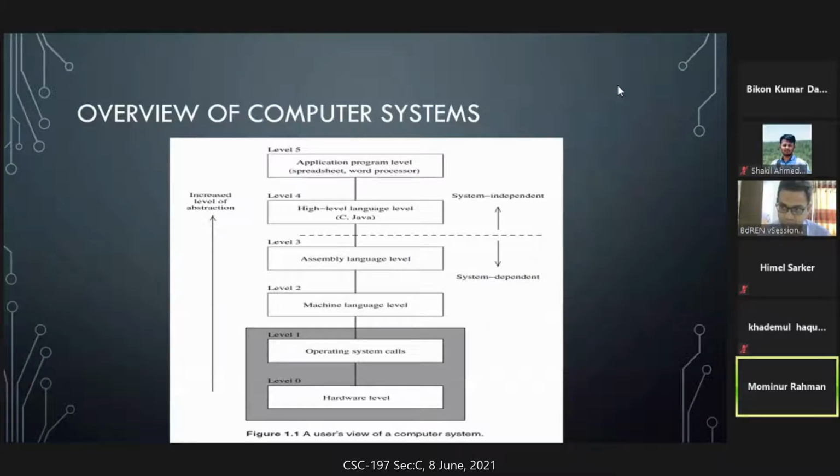We think about the levels 0 to 3, the system dependent part. System dependent is actually processed with the hardware. It is almost fixed with a particular hardware system, so that is why it is called system dependent. Can you give me an example? Think about the system you are using every day.